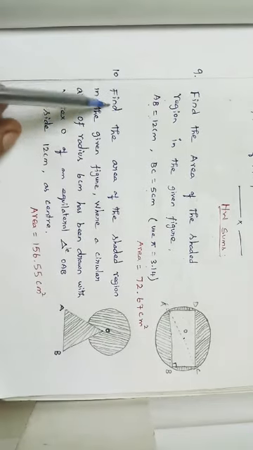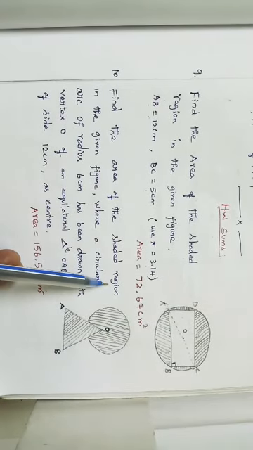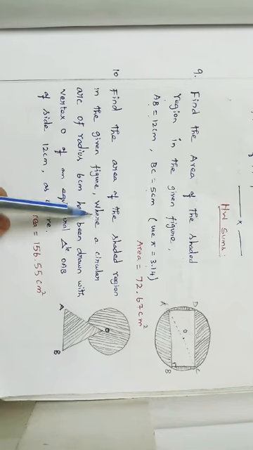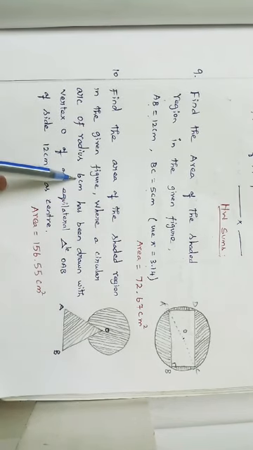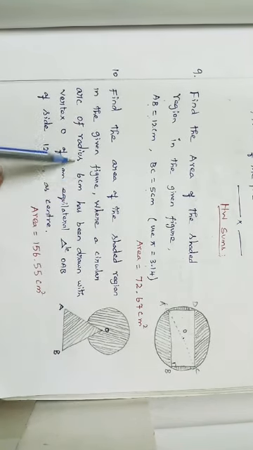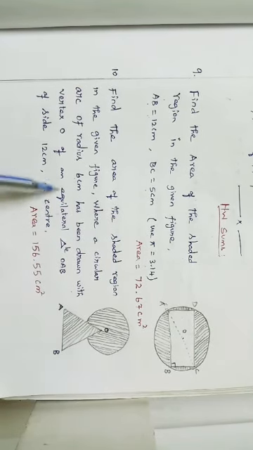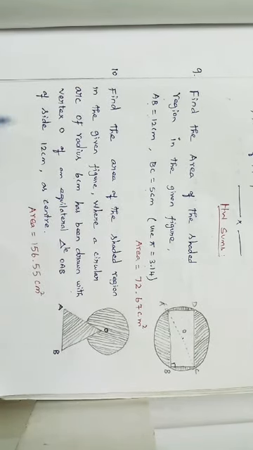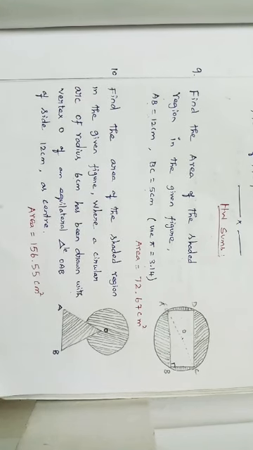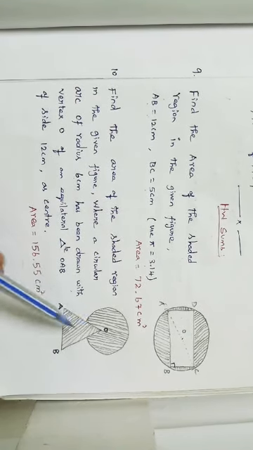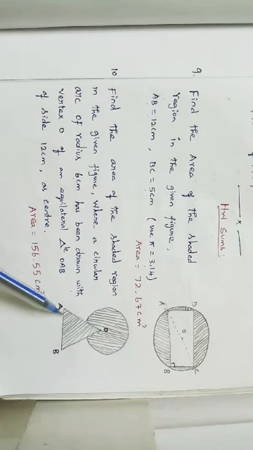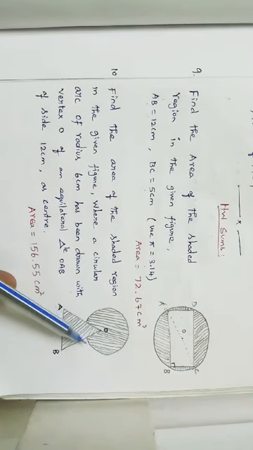So number 10, find the area of the shaded region in the given figure where a circular arc of radius 6 cm has been drawn with vertex O of an equilateral triangle OAB of side 12 cm as center. So what shapes are we having now? One is a triangle, another one is a sector.